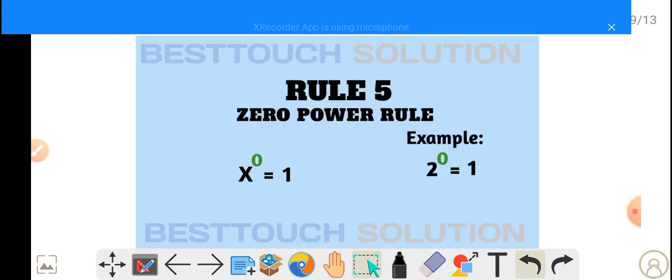Now, rule 5. Rule 5 is the zero power rule. This zero power rule says that if a term has the index as 0, the value of that term becomes 1, no matter what the base value is. x raised to power 0 equals 1. Let's take a look at this example. 2 raised to power 0 equals 1.